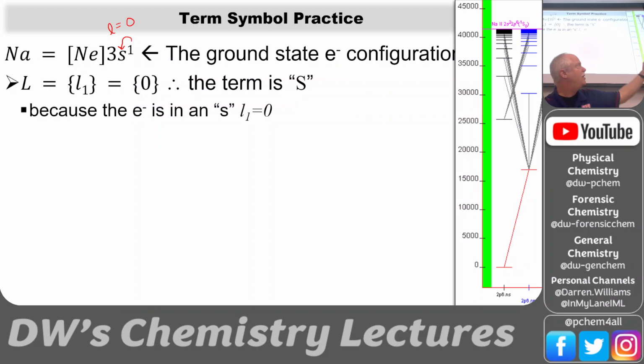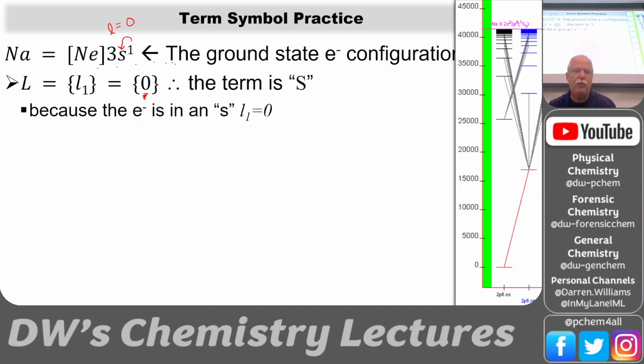Why not? Well, sodium has 11 electrons. So where are the other 10? Well, they're captured in that core, the neon core, and they're not participating. So we're only interested in the unpaired electrons. We have just one unpaired electron, so we only have one little l, and so we only have one term. The term is S.